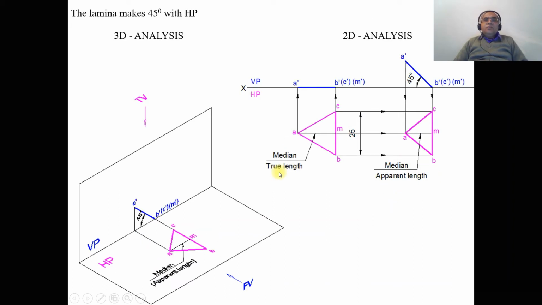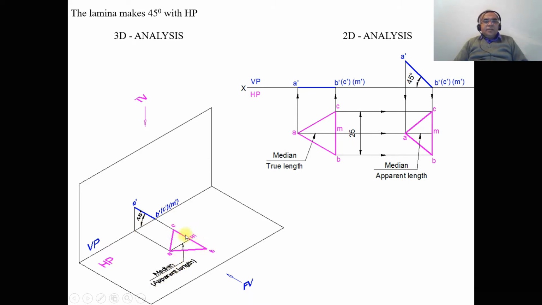And then as it moves, the lamina makes 45 degrees to HP. Once you rotate with respect to HP, since the side is resting on HP, and as the surface makes an angle of 45 degrees with HP, then automatically what happens? The median is also getting inclined. So obviously that median is going to get the apparent length.